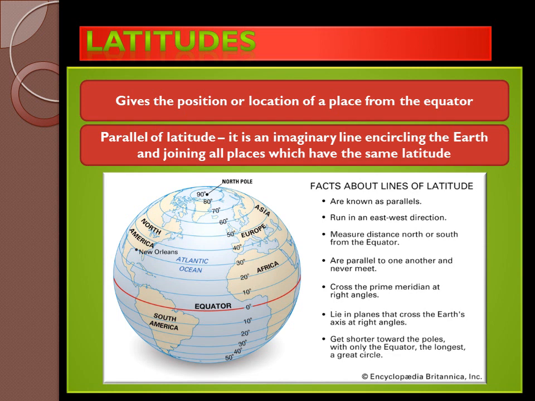Now they get shorter towards the poles, with only the equator the longest great circle. So equator is the largest latitude, but when you see this, it is decreasing. When you go upwards towards the north pole, you can see it is decreasing. At the north pole, you can see a very small circle. So these are some of the important facts, points about latitudes.